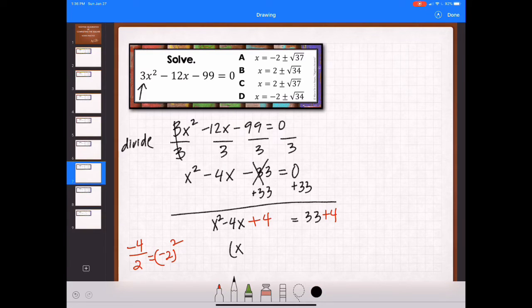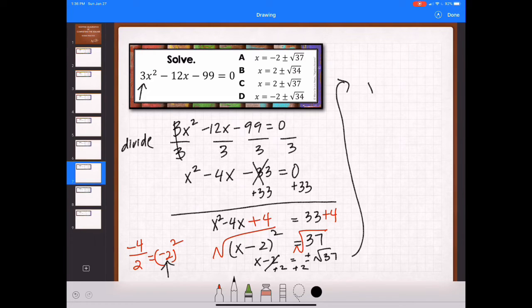Now we're going to write it in factored form. So that's x, remember it matches here, minus 2 squared equals 33 plus 4 is 37. And now we can take the square root of both sides. So we have x minus 2 equals plus and minus radical 37. Continue to solve by adding 2. And we have x equals 2 plus or minus radical 37. And radical 37 cannot be simplified further, so we are finished. So 2 plus or minus radical 37, the correct answer is C.